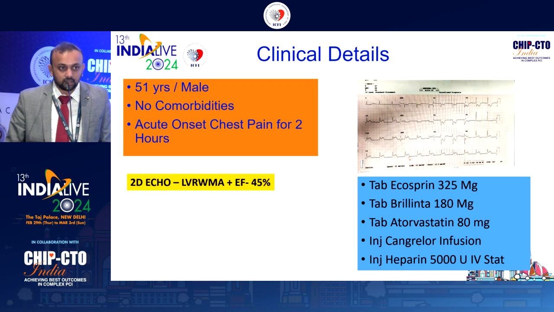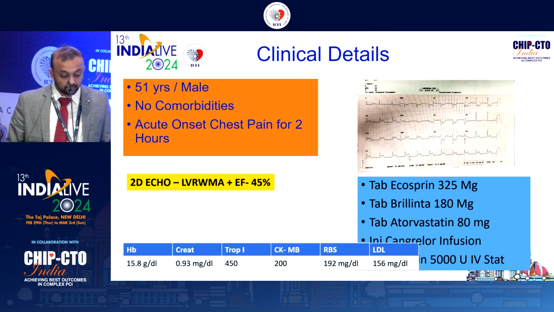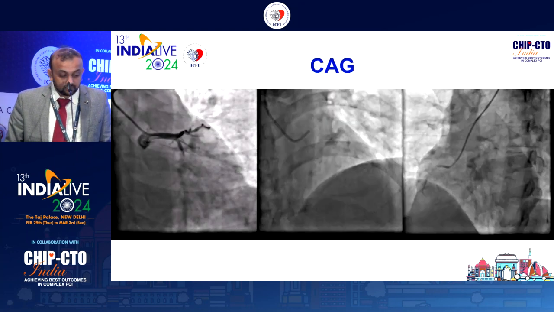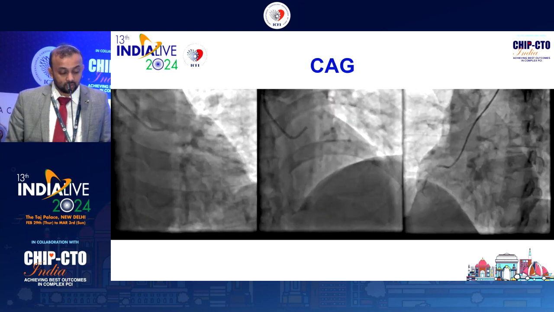We load him with dual antiplatelets and a statin. Nowadays we have started giving injection cangrelor, because the action of ticagrelor takes some time, so until we finish the procedure we have a backup. Then we give heparin 5000 and shift the patient to the lab. His blood parameters look okay, with elevation of troponin and CKMB. His LDL is 156. We do an angiogram via the right radial route.